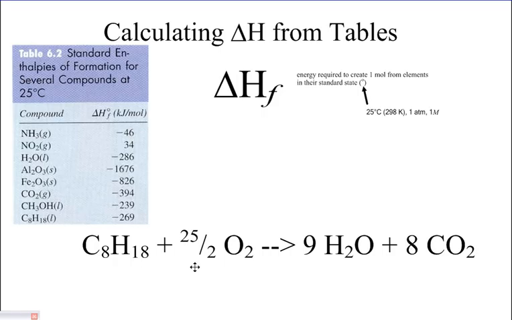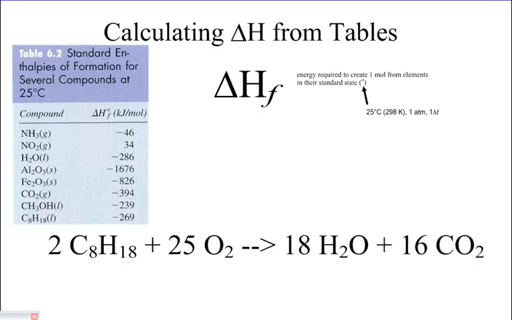It would have 8 carbons on this side, 8 carbons on this side, 18 hydrogens. 9 times 2 is 18. That gives me 9 times 1 is 9. 9 plus 16 is 25 oxygens on this side. So I would need 25 divided by 2 oxygens over here. If I multiply the entire equation by 2, voila, I'll have a balanced chemical reaction.